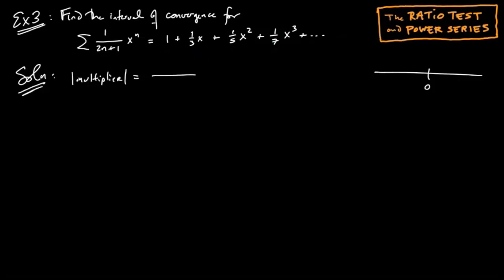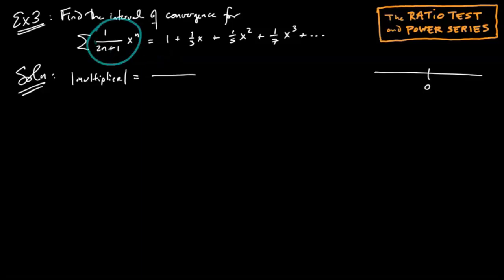Well, in the general term, the denominator is 2n plus 1. So what would the denominator of the successor term be? It's not 2n plus 2. We're not increasing it by 1. We are increasing it by 2 every time. So in the next term, the denominator would be 2n plus 3.